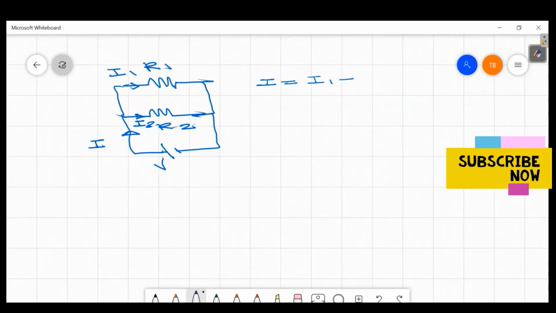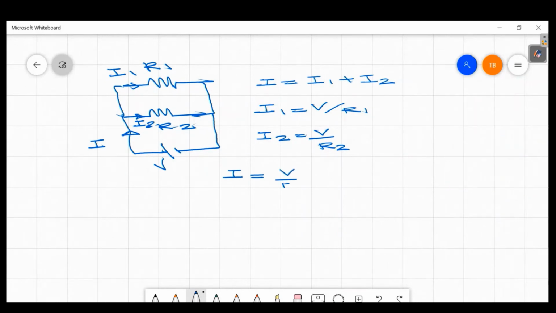And what about I1 and I2? Just write I1 is equal to V divided by R1. Similarly, I2 is equal to V divided by R2. Okay. Here the division is there, but in series connection there is no division. Okay, so here V by R1 and V by R2. And what about the total current I? The sum, that is I1 plus I2.